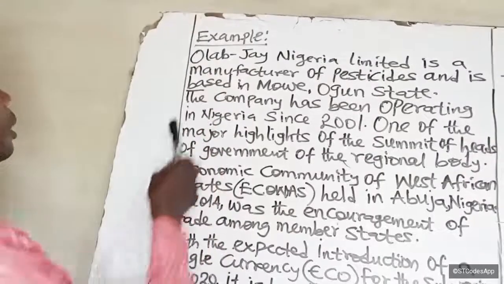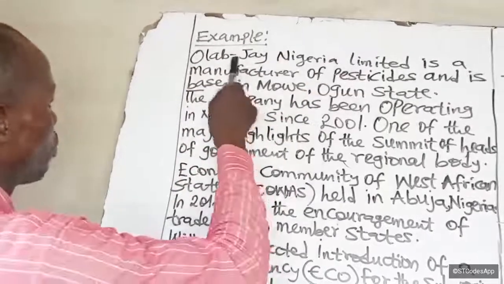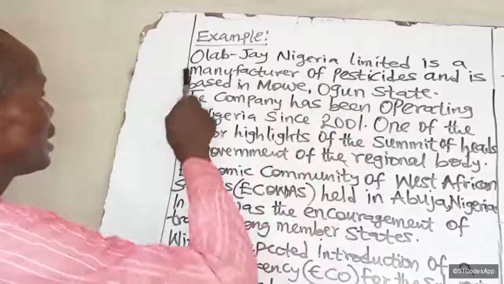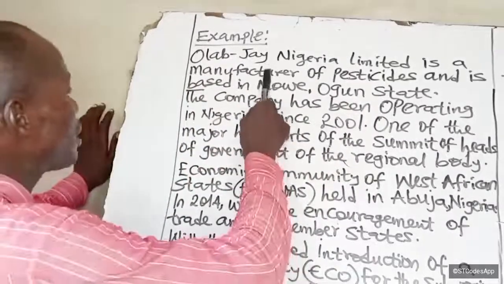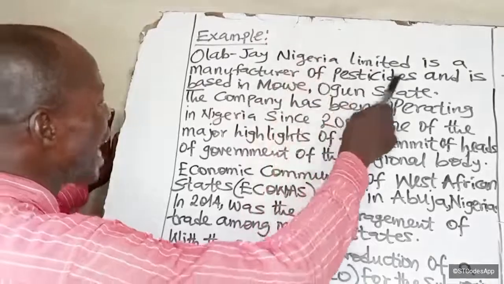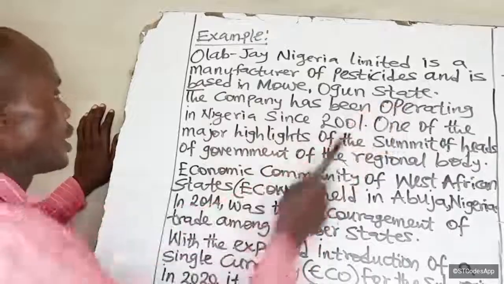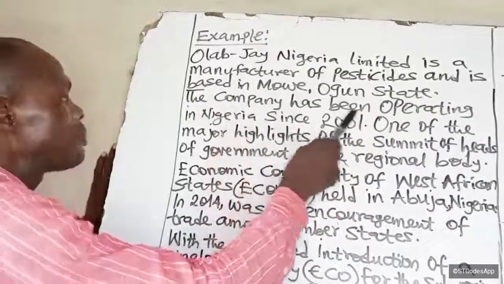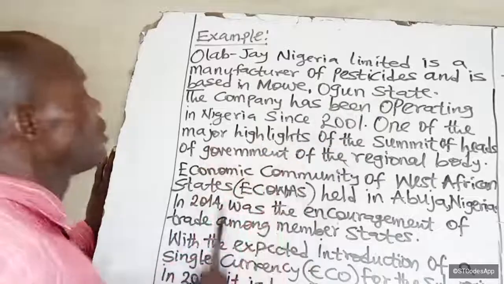Example, Olabje Nigeria Limited. The word Nigeria Limited shows that this is a Nigerian company. It is a manufacturer of pesticides and is based in Mowe, Ogun State. The company has been operating in Nigeria since 2001.